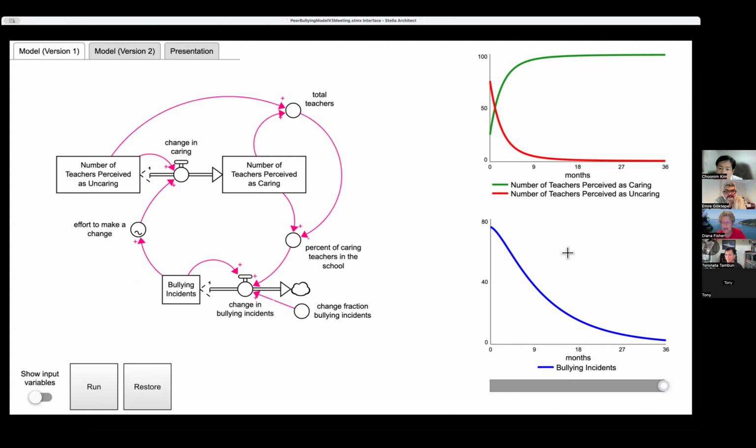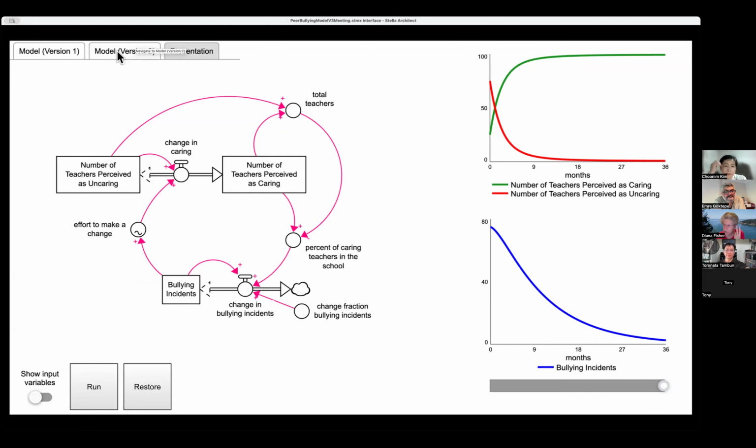And Emre made it operational, and he set up this very nice interface. And you can see that it's intentionally reducing the number of teachers perceived as uncaring, moving over to the caring teachers. Consequently, the number of bullying incidents goes down. Now, that was the first group's model. And we know that it's very simplistic and that we would need to work on it.